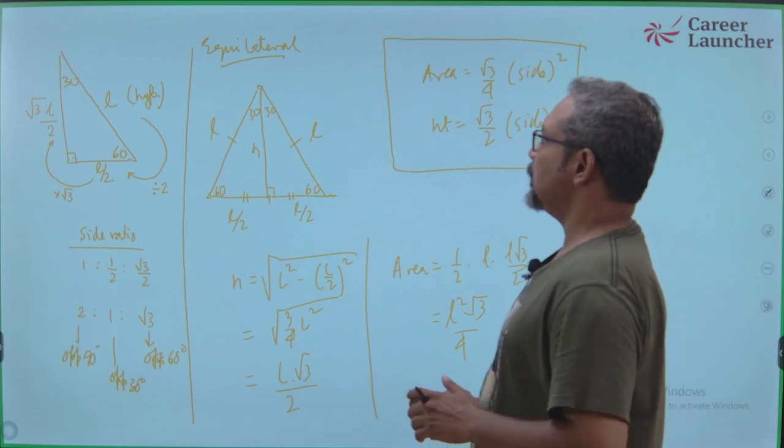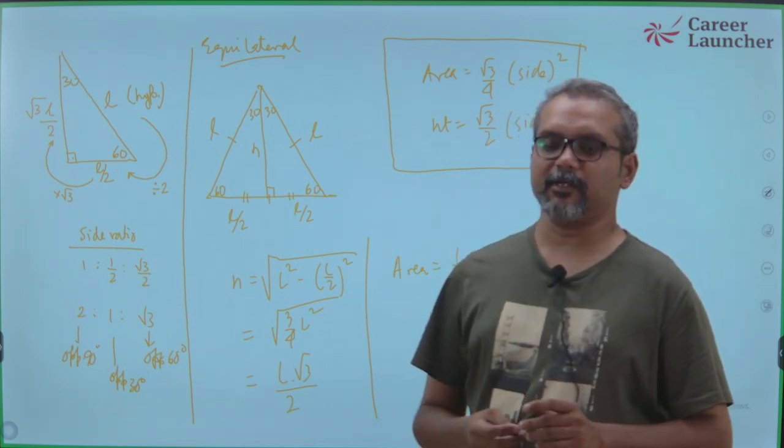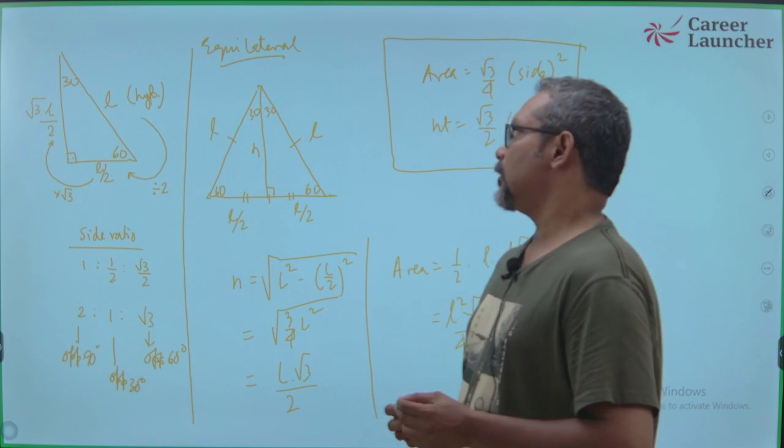So essentially these are the 5 more important properties of triangles that we have.